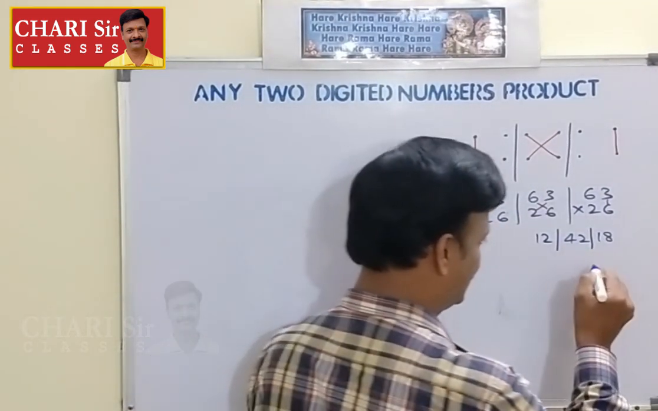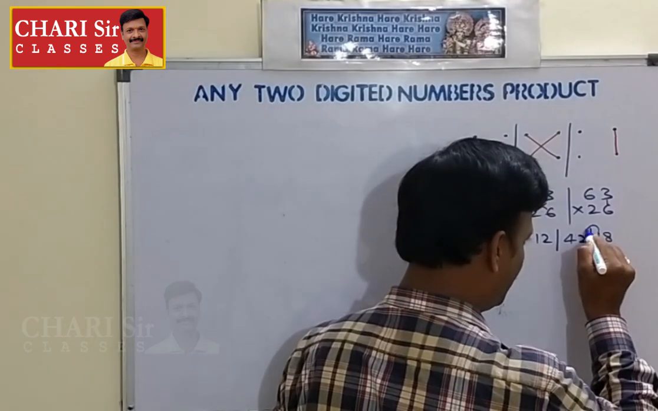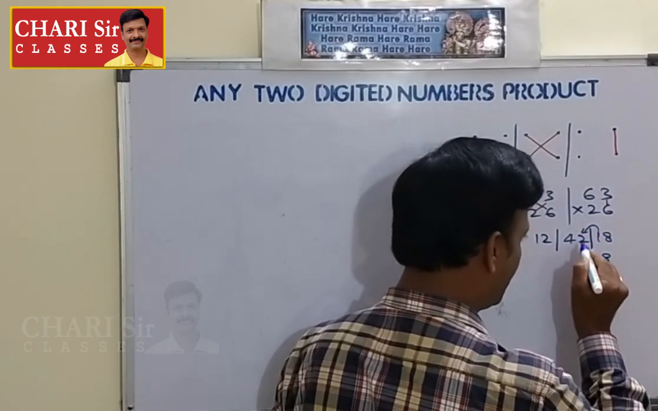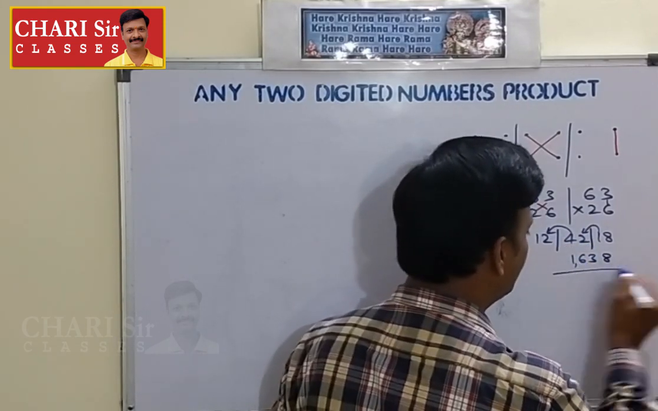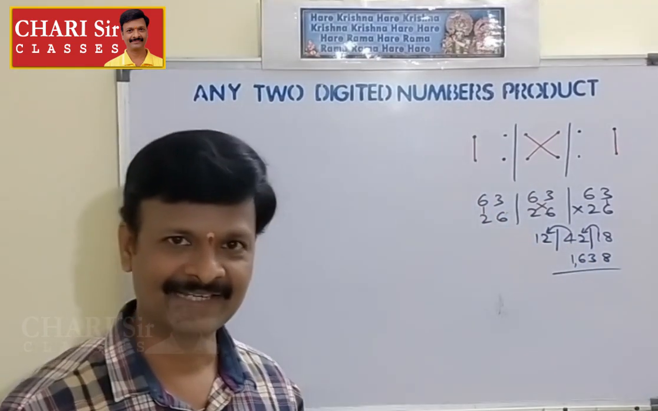Now, let's balance this one. 8, you write down here, 1 you can transfer here, 1 plus 2 is 3, and 4 you can transfer here, 12 plus 4 is 16. That is, 1638 is your answer.